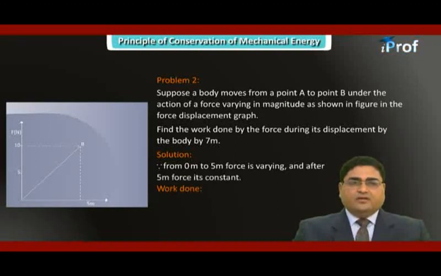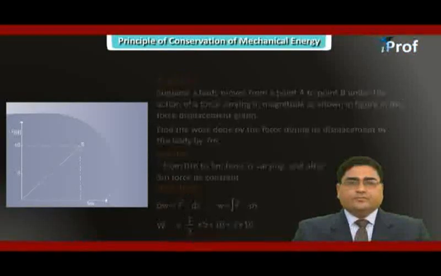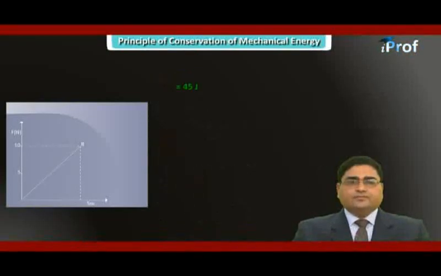What is work done? Work done always remains equal to area under force displacement curve. So work done during displacement of 7 meter equal to half into 5 into 10 plus 2 into 10. That is equal to 45 joule.